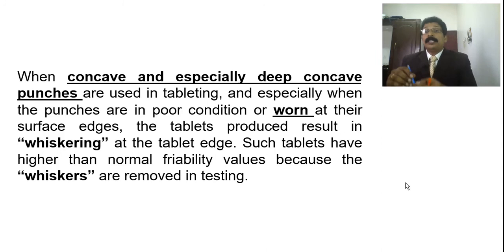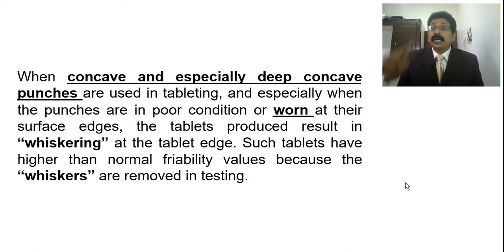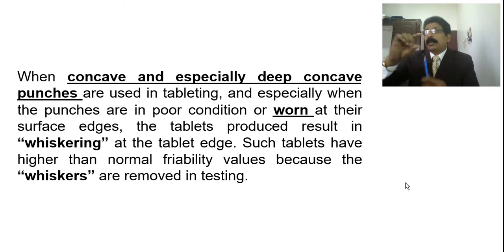Suppose you are having deep concave punches and you are preparing convex type of tablets. Usually, curved tablets, curved on both sides, ovoid shaped tablets, are more common. So concave punches will be there because the powder will go inside, and you will get the shape of tablets slightly not flat, but curved. When you are making this type of curved tablets, problems will come.